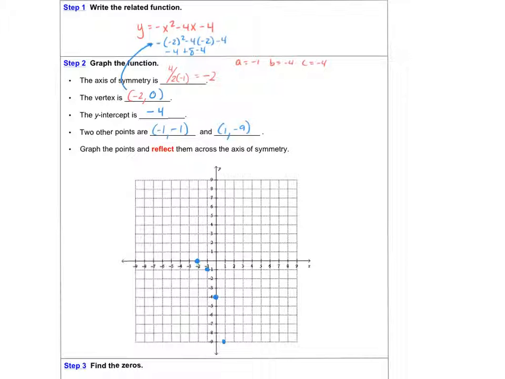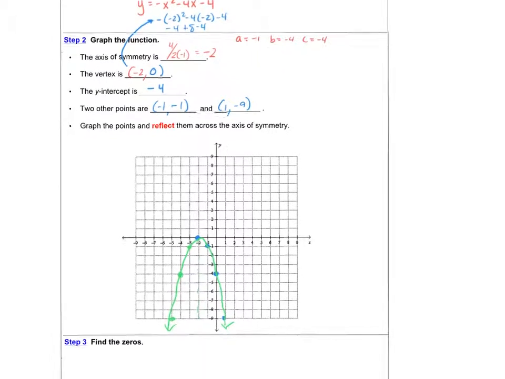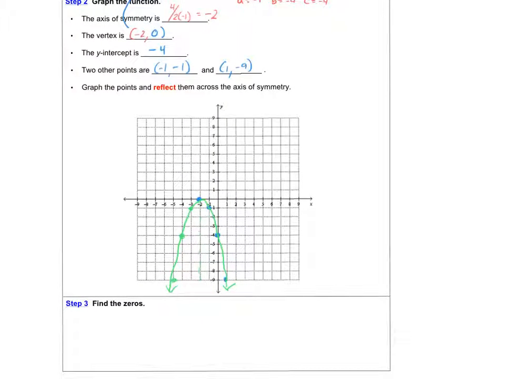So it was down 1 to the right 1, so I'm going to go down 1 to the left 1. For the next one from the axis of symmetry, it would be over 2, and so I'm going to go over 2 in the other direction. And for the last one, it's over 3, so I'm going to go left 3. And here's my parabola. It's opening down since the a was negative. And so that's my graph. And then to find the zeros, we only have 1 zero. It's hitting at negative 2. x is negative 2.